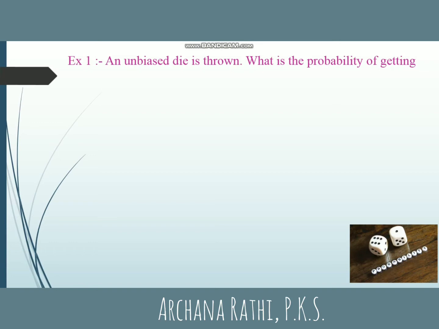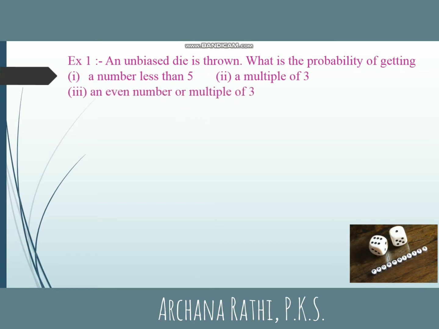An unbiased die is thrown. What is the probability of getting a number less than 5? Second, a multiple of 3. Third, an even number or a multiple of 3. And last one, an even and multiple of 3. One by one we solve all four sub-questions.